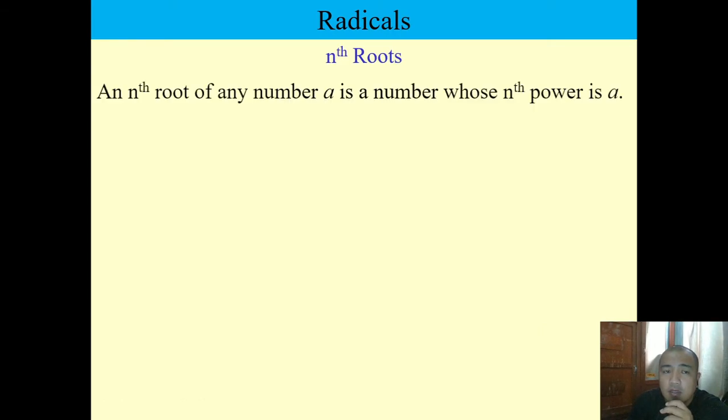Nth roots. An nth root of any number a is a number whose nth power is a. Examples: 3 raised to the 4th power is 81. 3 times 3 times 3 times 3 is 81. How about the 4th root of 81? Meaning it's 3, right? 3 raised to 4 is 81, and the 4th root of 81 is 3.